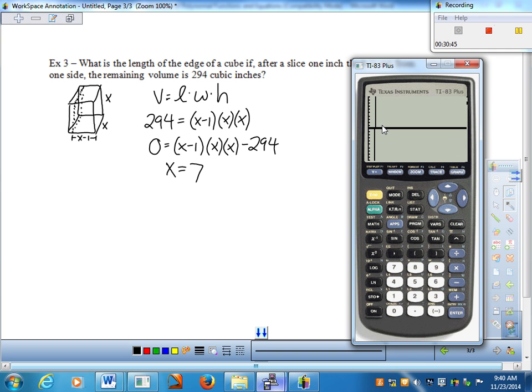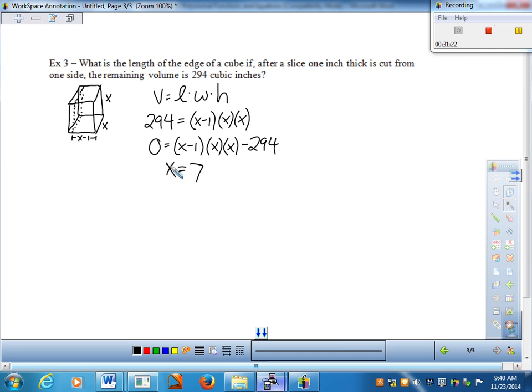Okay, so let's see what we were looking for initially with the problem. What is the length of the edge of a cube? So it looks like just 7 inches. So it's 7 by 7 by 6 at this stage. And it really wasn't asking for the full dimensions of our new figure, but just 7 inches on the length of the cube.